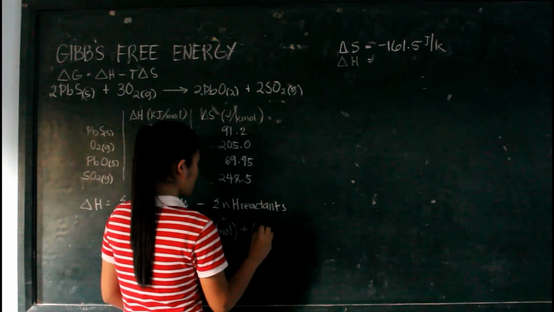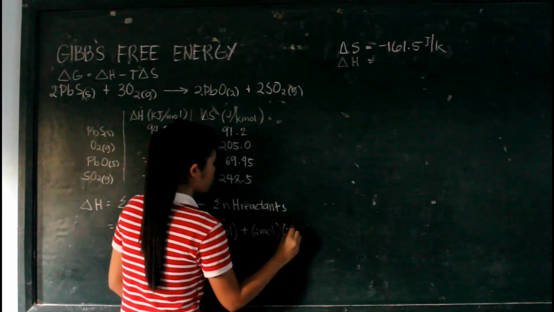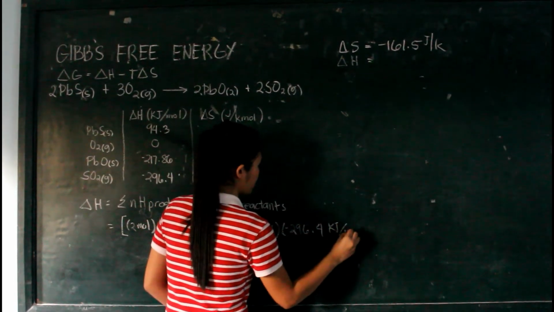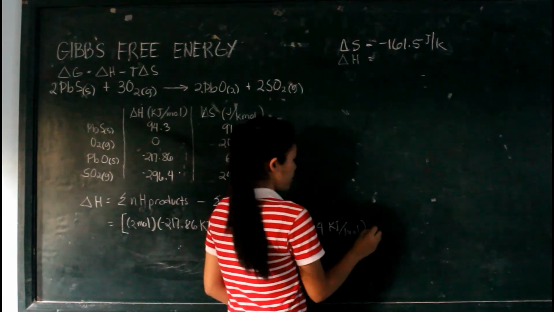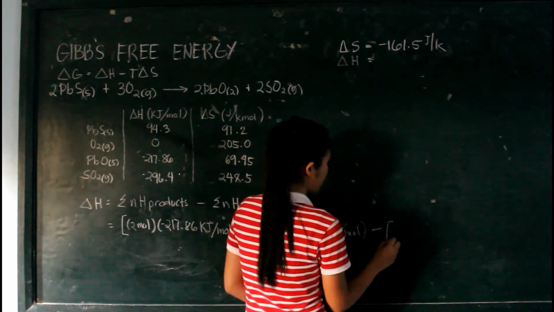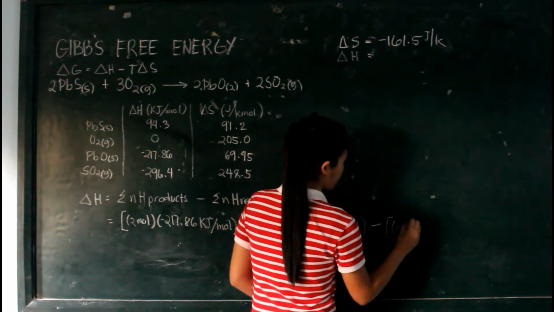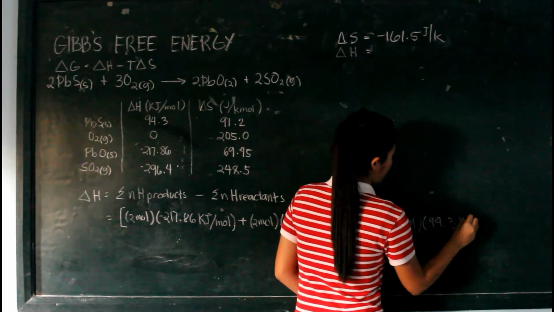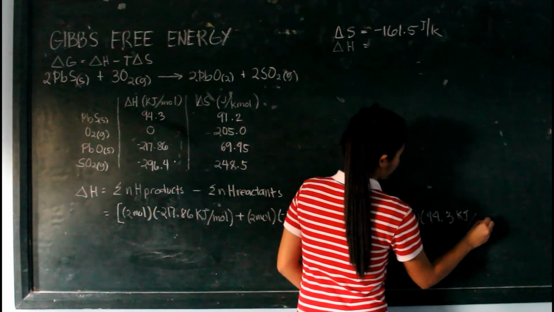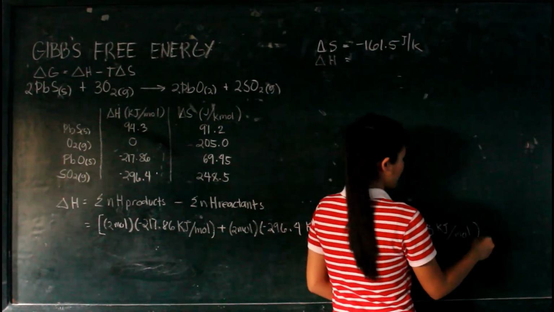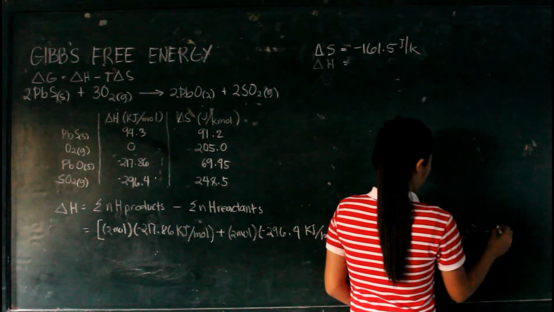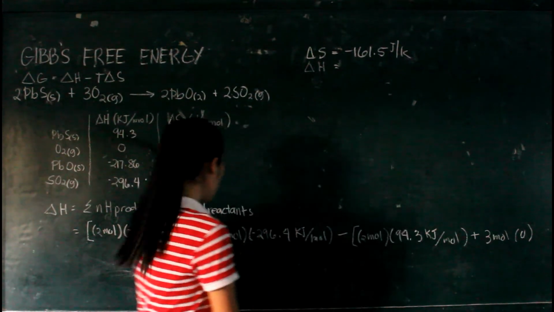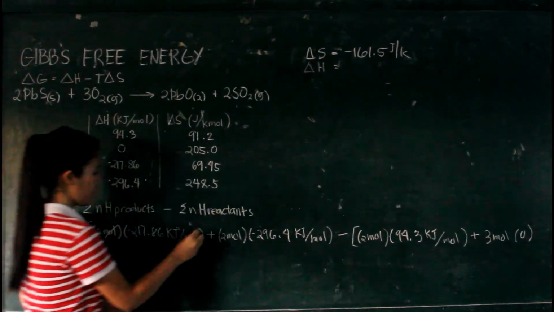plus 2 moles times negative 296.4 kJ per mole, minus the summation of 2 moles times 94.3 kJ per mole, plus 3 moles times 0. So now we need to cancel the moles.